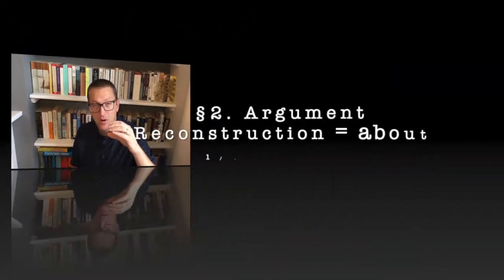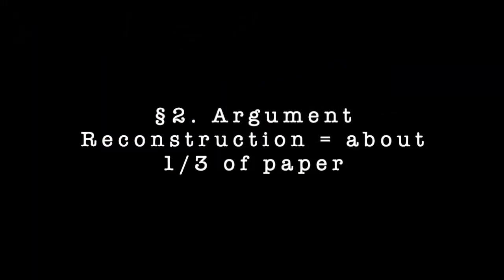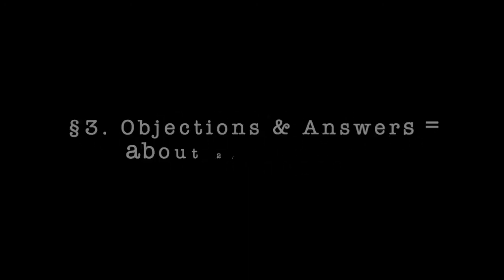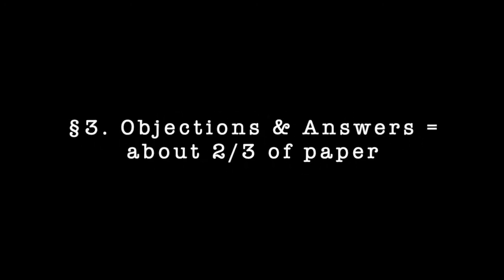Speaking of space, in this type of paper, usually your introduction is short, it's about half a page. Your argument reconstruction is about a third of the paper, and then the rest of the paper consists of this argument and objection section. And then finally there's a conclusion.